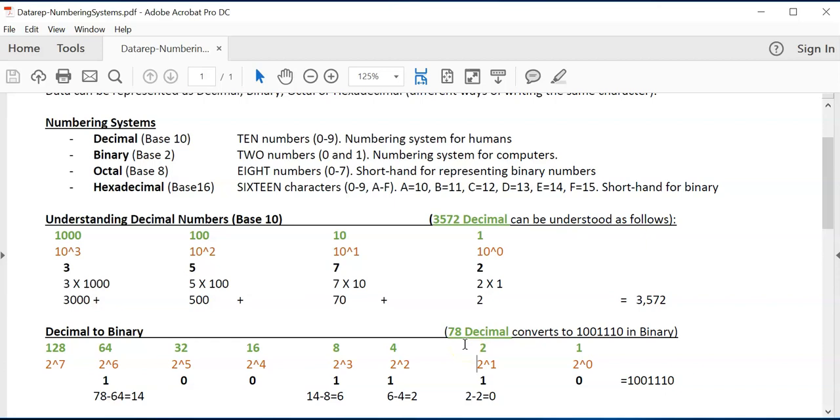So that gives us a series of 0s and 1s, which is the binary number that we've gotten based on decimal 78. So decimal 78 converted to this series of 0s and 1s. So you literally copy each of these exactly as is. So 1, 0, 0, 1, 1, 1, 0. That's our binary number.